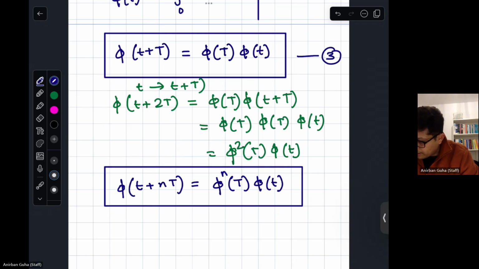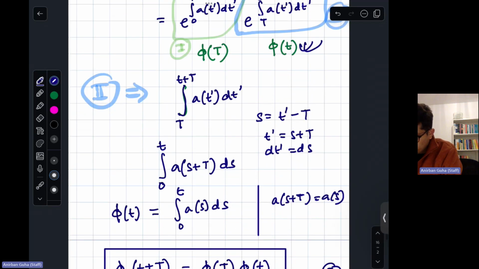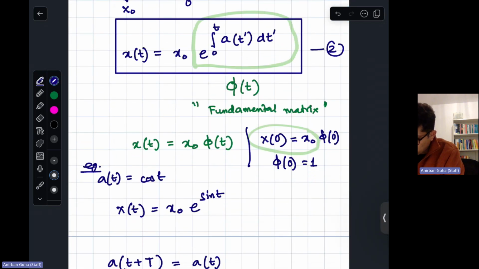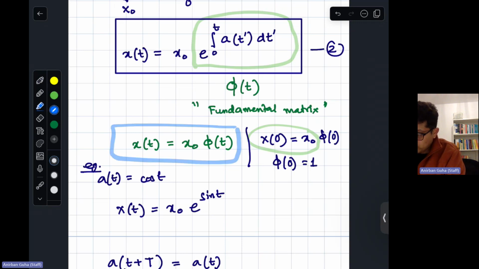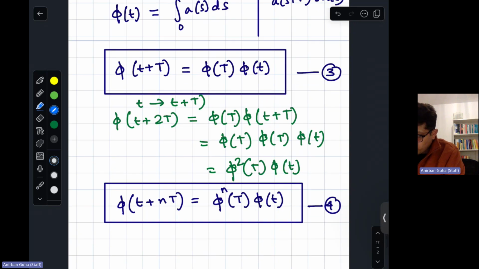Just to make sure that we understand this, you can get equation 3 or 4 only for periodic coefficients. Equation 2 is generally valid for any time dependent coefficient. But equations 3 and 4 are only valid for a periodic coefficient A, where A's periodicity is capital T, right?